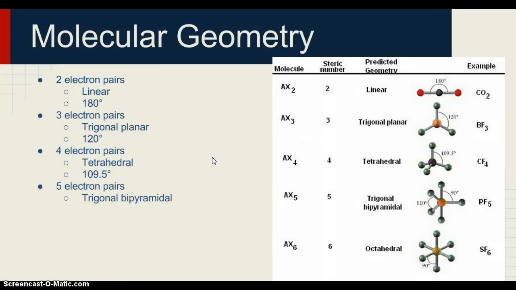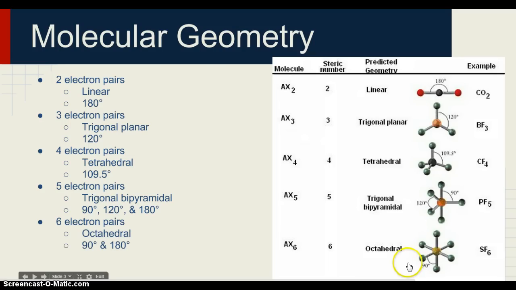Five electron pairs will give you a trigonal bipyramidal with 90-degree angles here, 120 there, and a 180 right there. And six, we're not going to go any higher than six around a central atom. It's going to be octahedral, and it's going to have 90 and 180-degree angles. And that's it for molecular geometry.